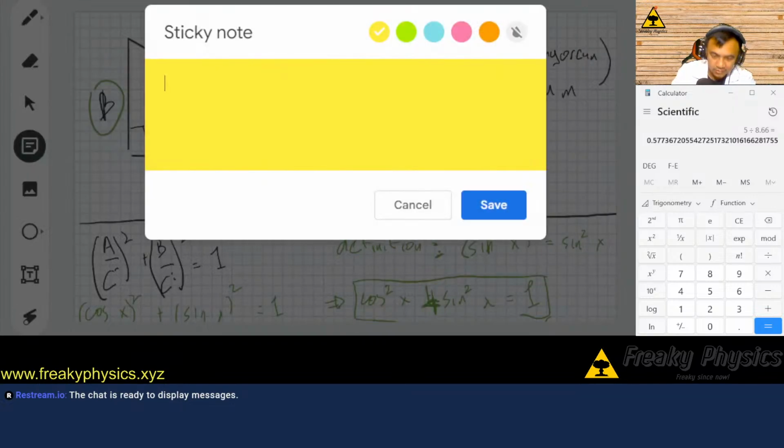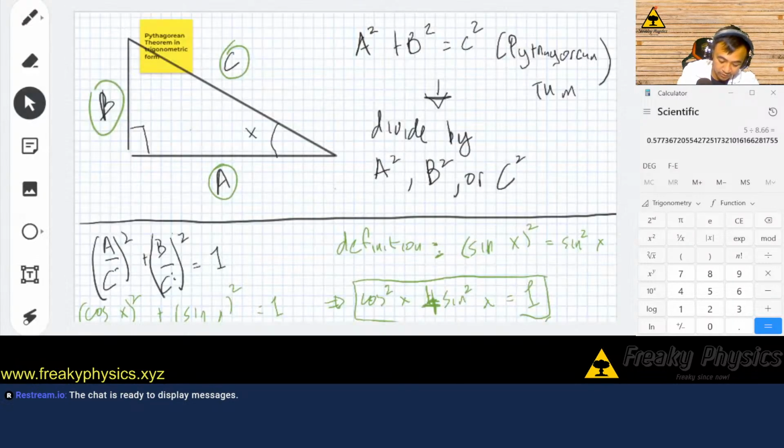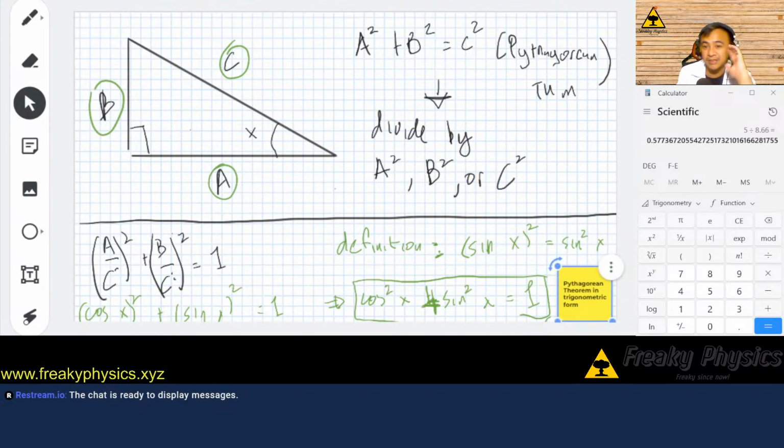Okay, so again, the Pythagorean theorem in trigonometric form. Now, this is a very nifty shortcut to know. Once you memorize this, you can always use the shortcut. I don't think you join Olympiads, like math contests, right? But I'm just going to tell you that if you do, this is a very good tool to use in those contests because it's one of the shortcuts you can use.